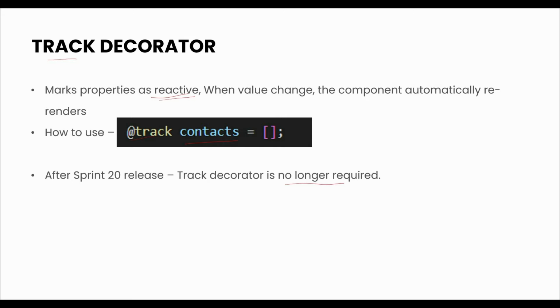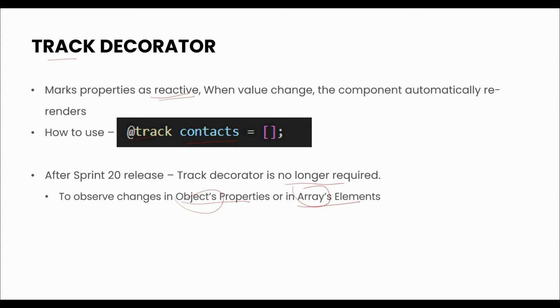Alright? Now, you might have a question in your mind: if properties are by default reactive, then what is the use of the track decorator? Is it still required anywhere? Then the answer will be yes. In one use case, the track decorator is still required. That is, to observe changes in object properties or in array elements. I mean, there is still one use case we have for the track decorator, that is with non-primitive data types. I mean with objects and arrays.